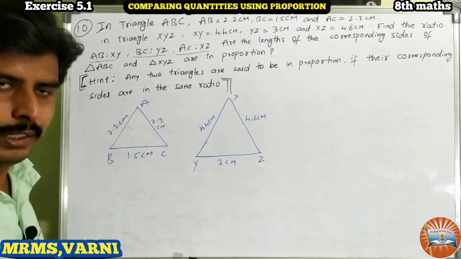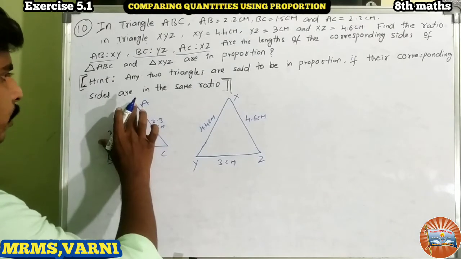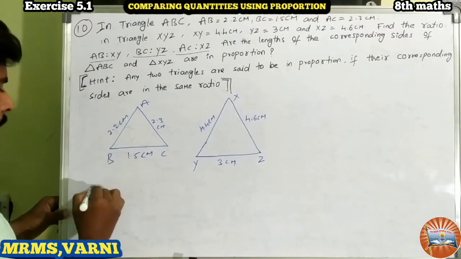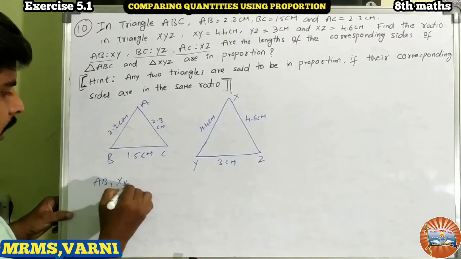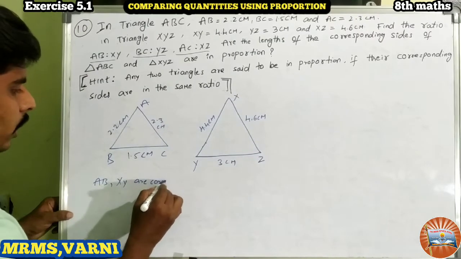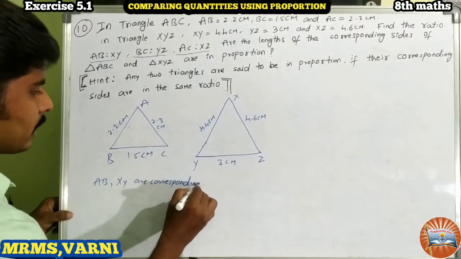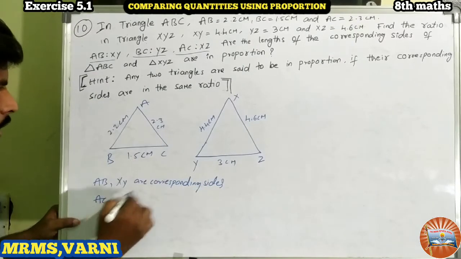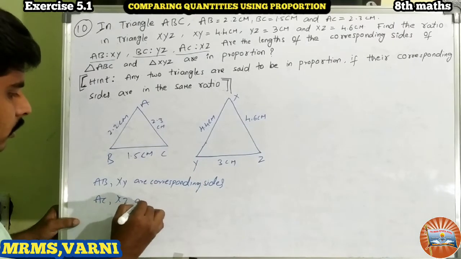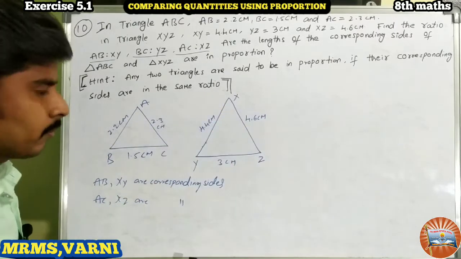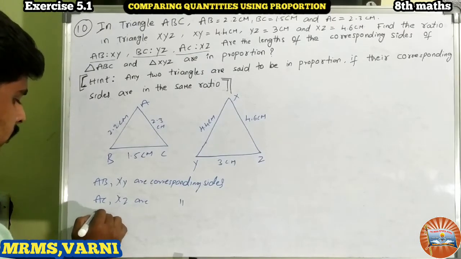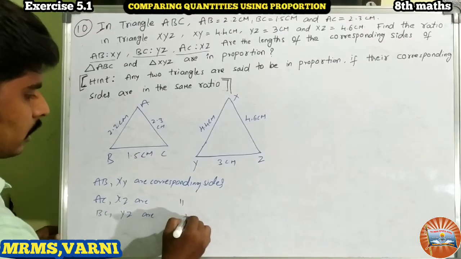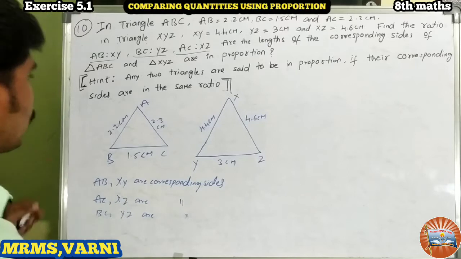Which are the corresponding sides here? Look at here. AB is the corresponding side to XY and XY is the corresponding side to AB. Nothing but AB, XY are corresponding sides. Okay, right, now AC, XZ are corresponding sides. Next, BC and YZ are also corresponding sides. Okay, we have to find the ratio between these.